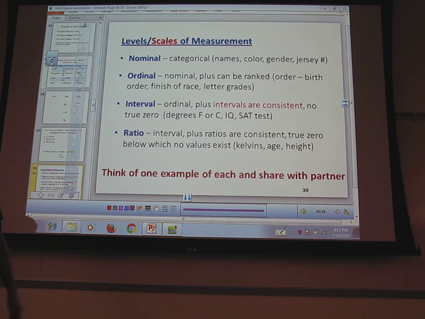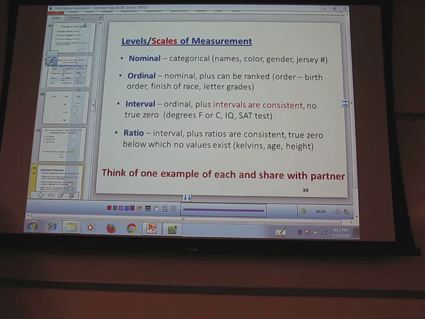But with ratio, if I have a height of 0, I really have no height at all. If I am 0 years old, my age is 0, that means I was just born. If we're talking like continuous, like every second and fraction of a second counts. If I have $0 in my pocket, I really have no money at all, right? So 0 really means 0, none. That's the ratio.